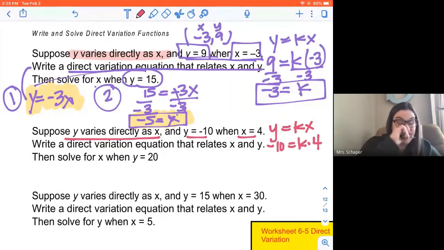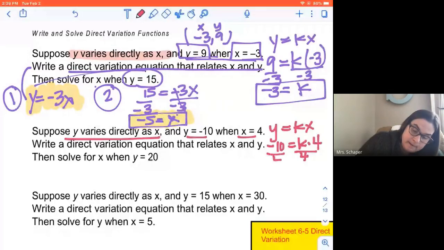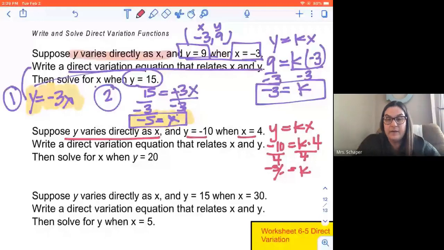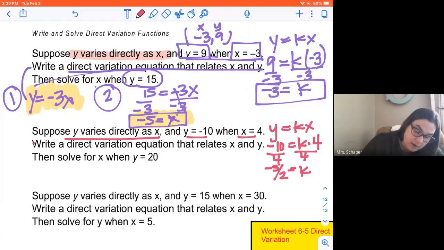Substituting in what I know. Now I need to solve my equation. Divide both sides by 4. That's how you undo multiplication. So k is equal to -5 halves. Now, when you take -5 halves, that's your k. So the first part of the question is y equals -5 halves x.